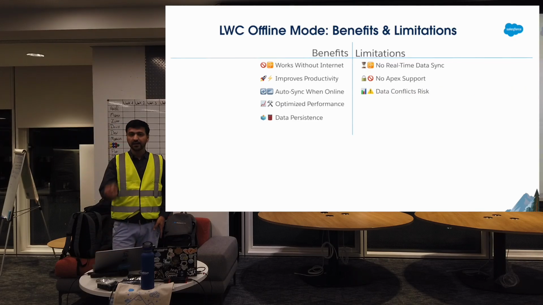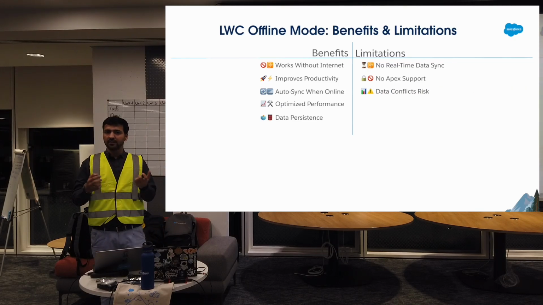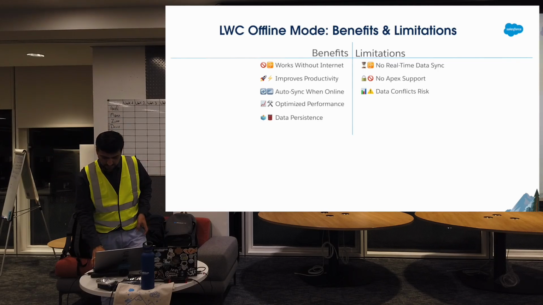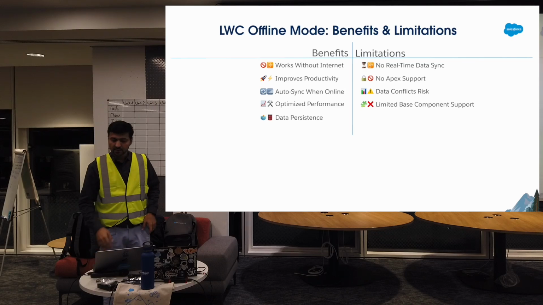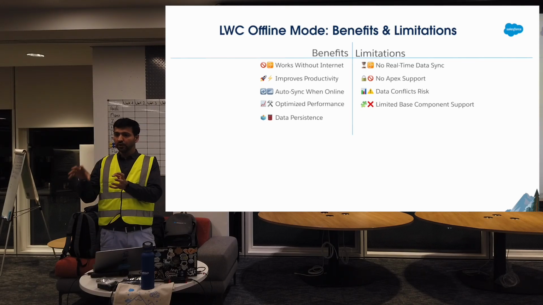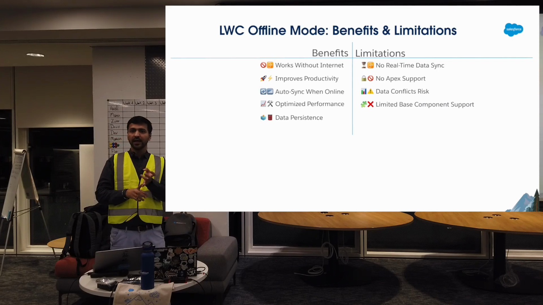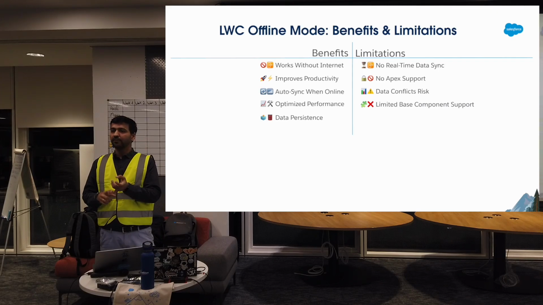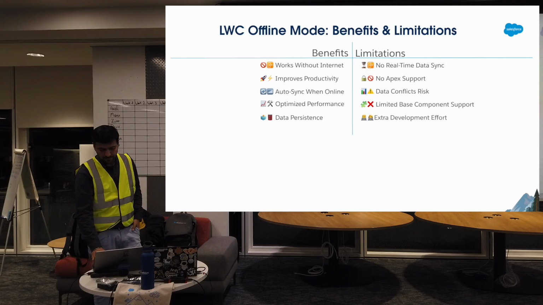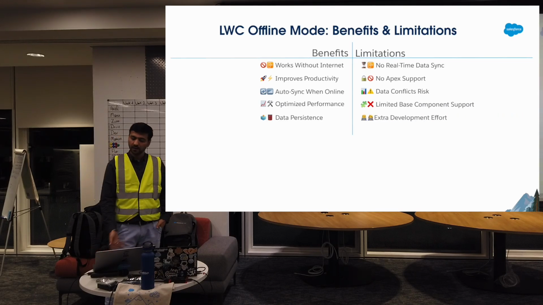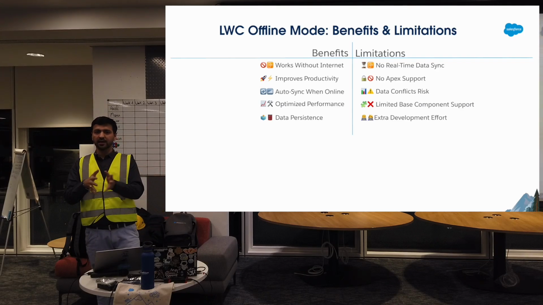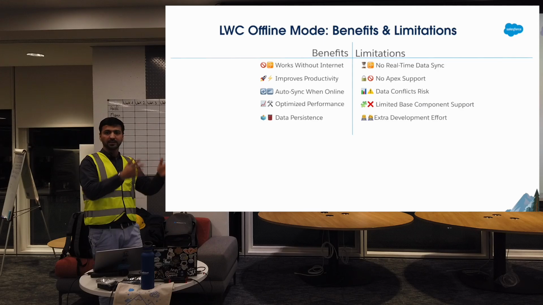Then we have data conflict, like he asked me the question: if multiple users update the data, we will receive a notification for the conflicts. Limited base component support: there are some Lightning component tags which we cannot use because Field Service cannot support them, like the Lightning data table, the Lightning file upload, and many more. Then we have extra development effort, because if we need to build something to improve productivity, we need a developer to build something like this.